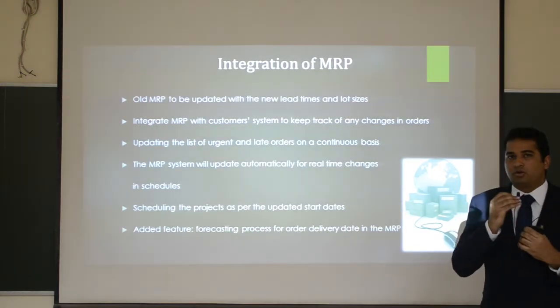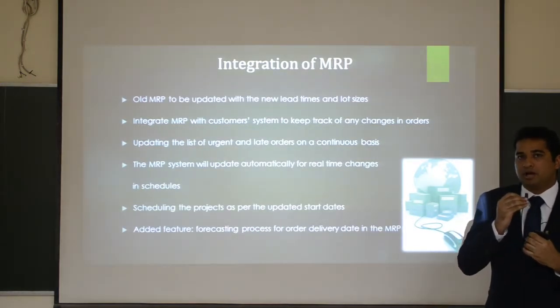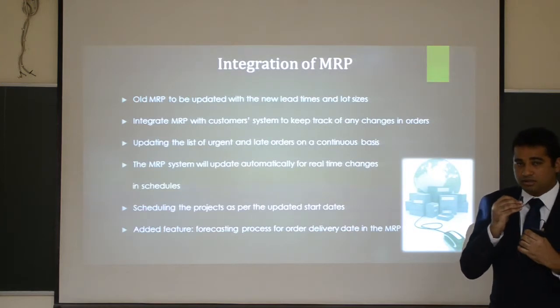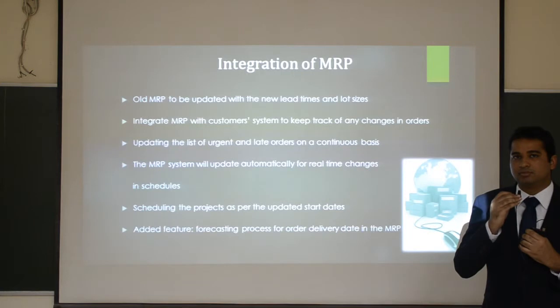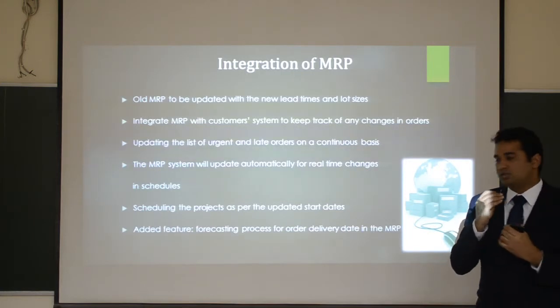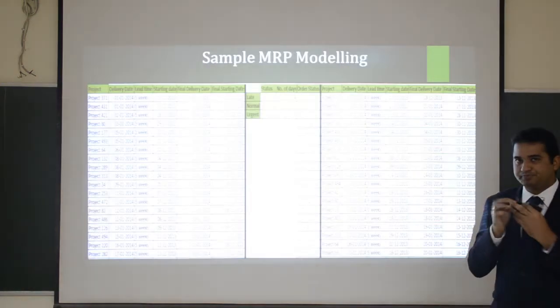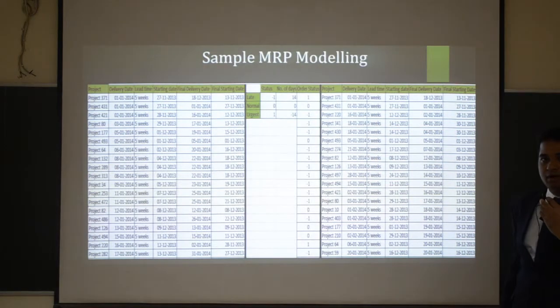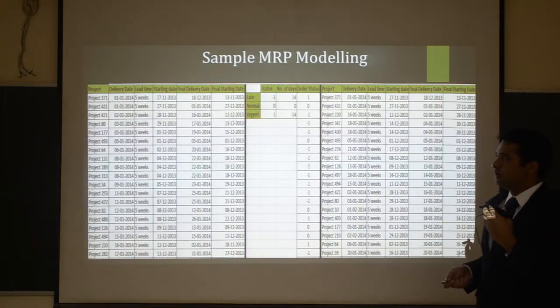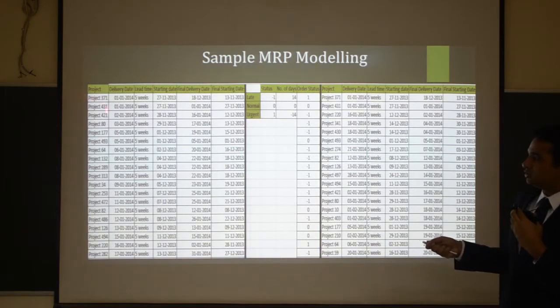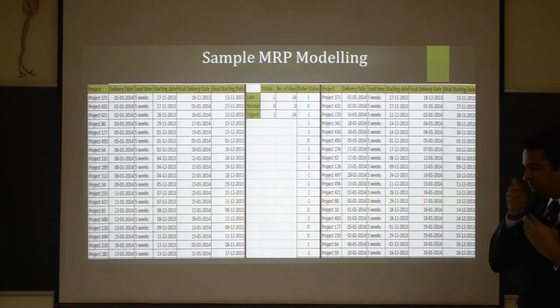The scheduling of the projects will be done according to the updated start dates in the system. As an added feature, we can use the past customer data to forecast the delivery dates in the MRP. We have used a sample MRP model in Excel. Since the annual demand of the company will be around 500 projects in a year, we have plotted 500 projects in the entire sheet.